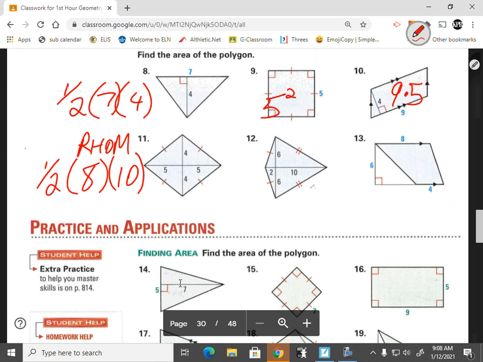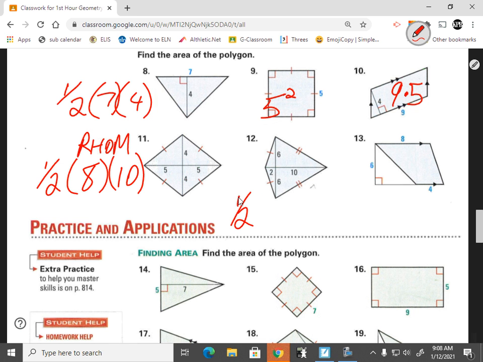Hey, let's go fly a kite. No, let's just do number 12. What shape is that? It's a kite. So it's 1/2 D1 times D2. Well, what's D1? Oh, there's a tie. D1 is 12. D2 is 12. That's weird.